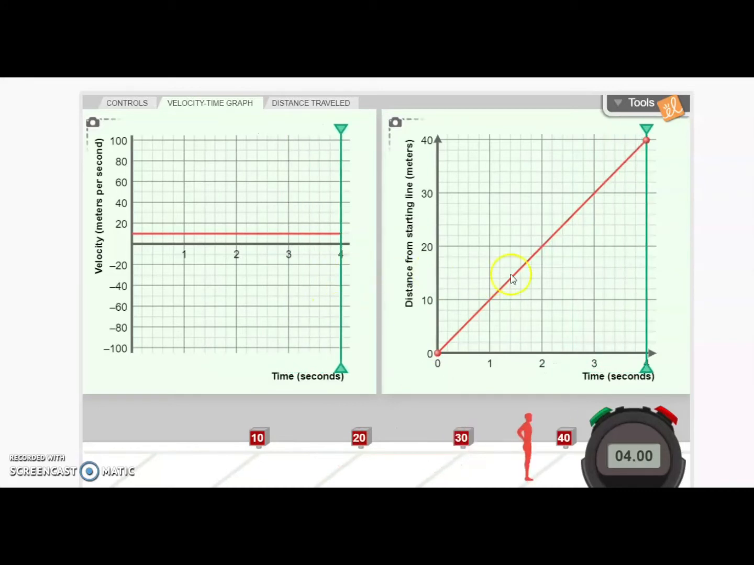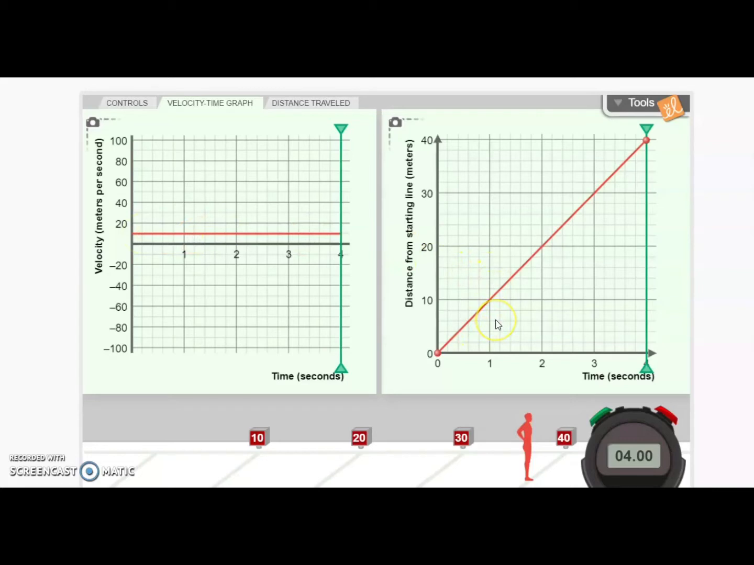As the green line moves across, that represents the runner as he moves. Notice on the velocity time graph, okay, because his speed stayed the same, now the line is flat. Previously on a distance time graph, if we had a flat line, it meant no motion. But on a velocity time graph, it means that the speed is constant.